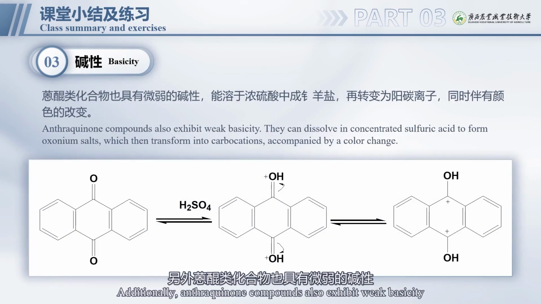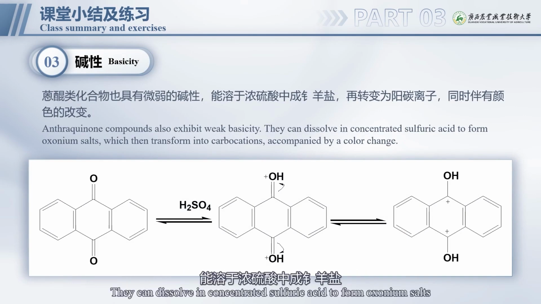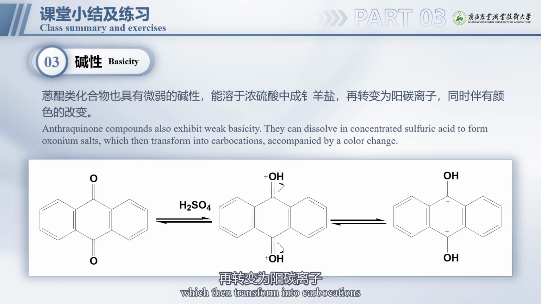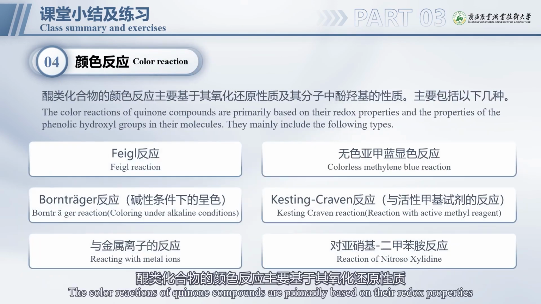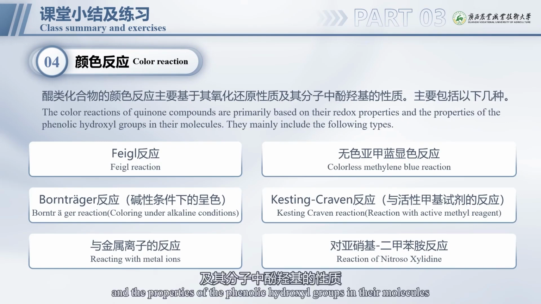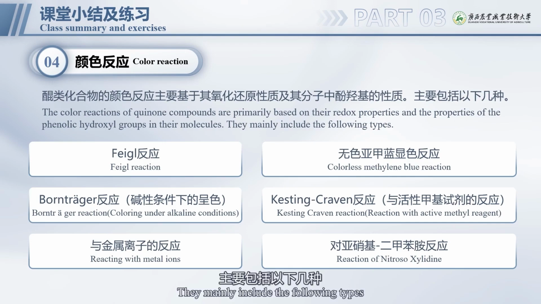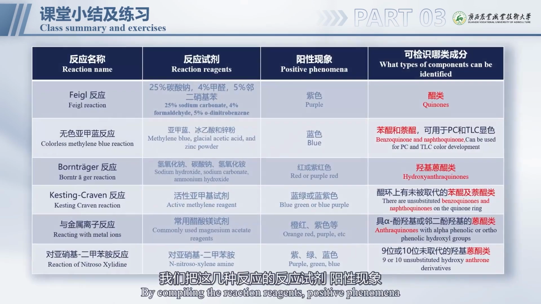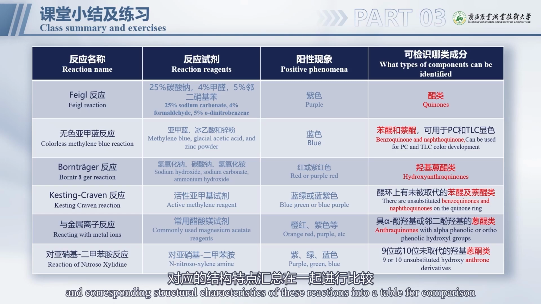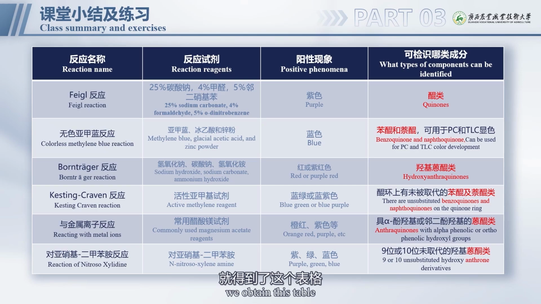Anthraquinone compounds also exhibit weak basicity. They can dissolve in concentrated sulfuric acid to form oxonium salts, which then transform into carbocations, accompanied by a color change. The color reactions of quinone compounds are primarily based on their redox properties and the properties of the phenolic hydroxyl groups in their molecules. They mainly include the following types: by compiling the reaction reagents, positive phenomena, and corresponding structural characteristics of these reactions into a table for comparison, we obtain this table.